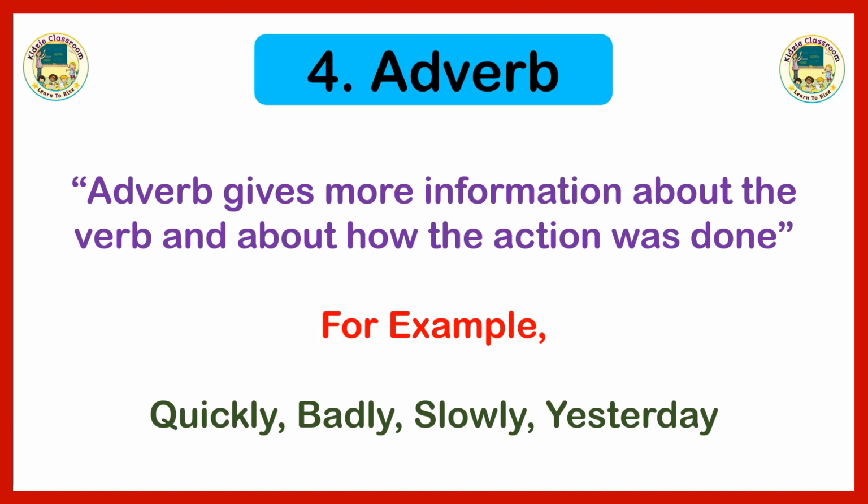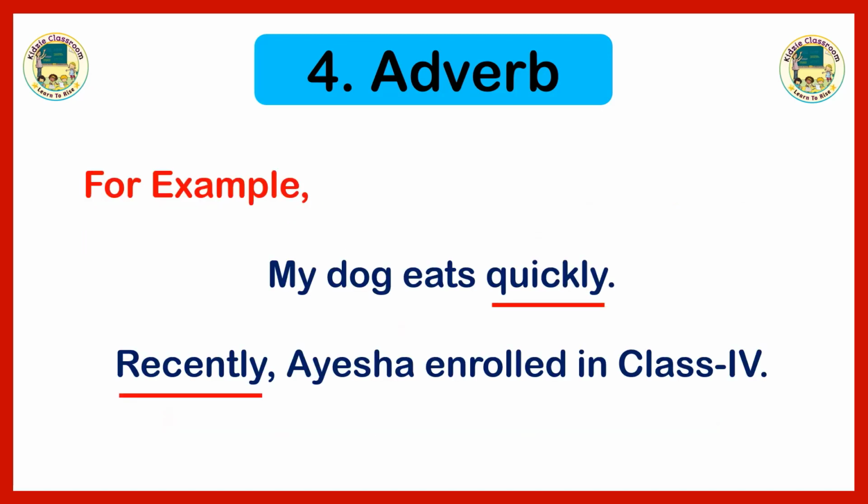Next is adverb. Adverb gives more information about the verb and about how the action was done. For example, quickly, badly, slowly, or yesterday. Now let's read the example of adverb. First is my dog eats quickly. In this example, quickly is adverb. Second example is recently Asha enrolled in class 4. In this example, the word recently, it is adverb.